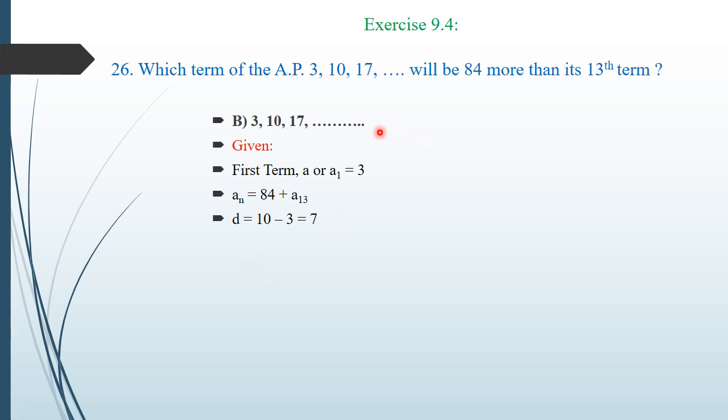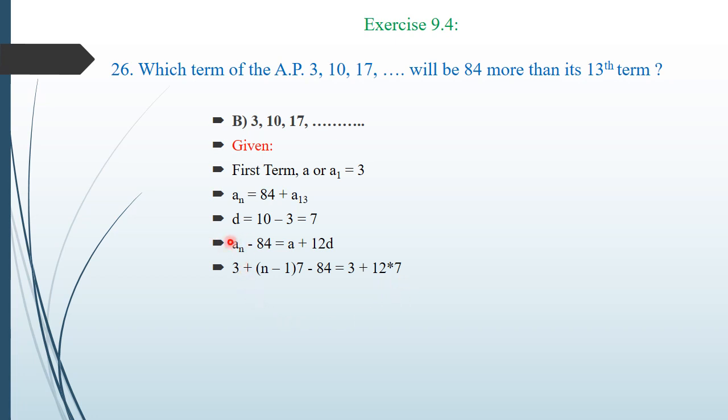Now using this AP I can calculate D, that is 10 minus 3, A2 minus A1 is equal to D, that is 10 minus 3 is equal to 7. Then AN minus 84, if I take this 84 on the left side, it will be AN minus 84 is equal to A plus 12D. If I substitute this value of D in this equation, I will be getting 3 plus N minus 1 into 7 minus 84 is equal to 3 plus 12 into 7 here.